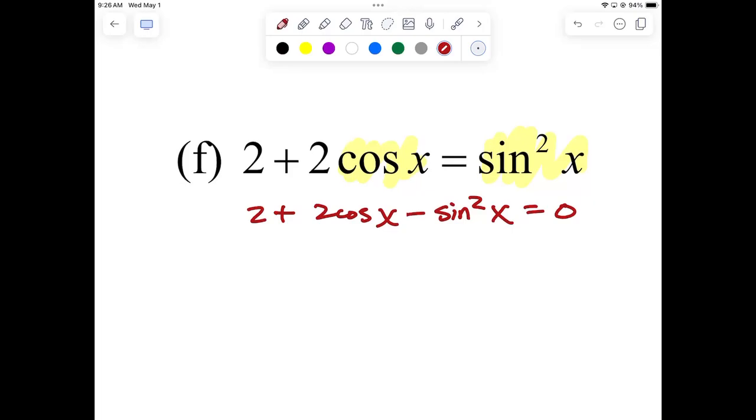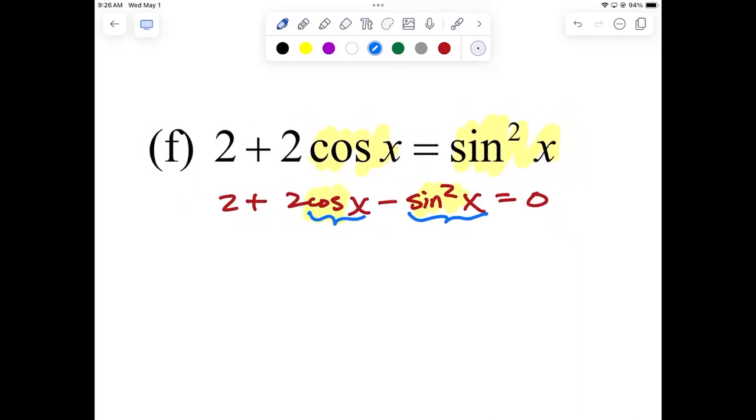But the problem is they're in terms of different trig functions. So now I'm back to that same old predicament that I was able to solve twice already. I wish they were both cosine, or I wish they were both sine. Is it easier to change a cosine into a sine, or a sine squared into a cosine squared? Sine squared into a cosine squared. Now pay very close attention to the negative in front of the sine squared.